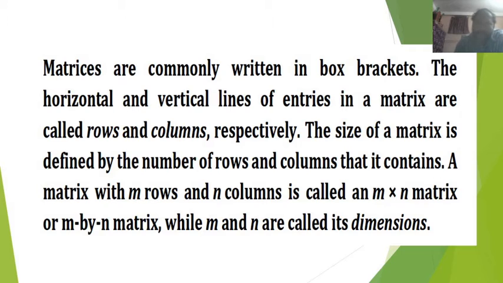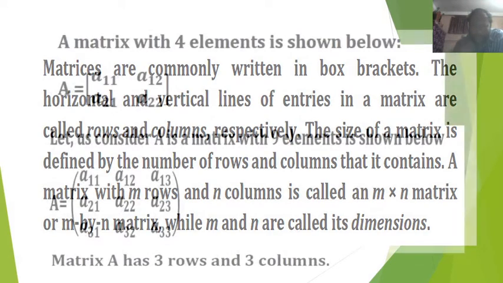Matrices are commonly written in square brackets or first brackets. The horizontal and vertical lines of entries in a matrix are called rows and columns, respectively. The size of a matrix is defined by the number of rows and columns. A matrix with m rows and n columns is called an m by n matrix, where m and n are called its dimensions.